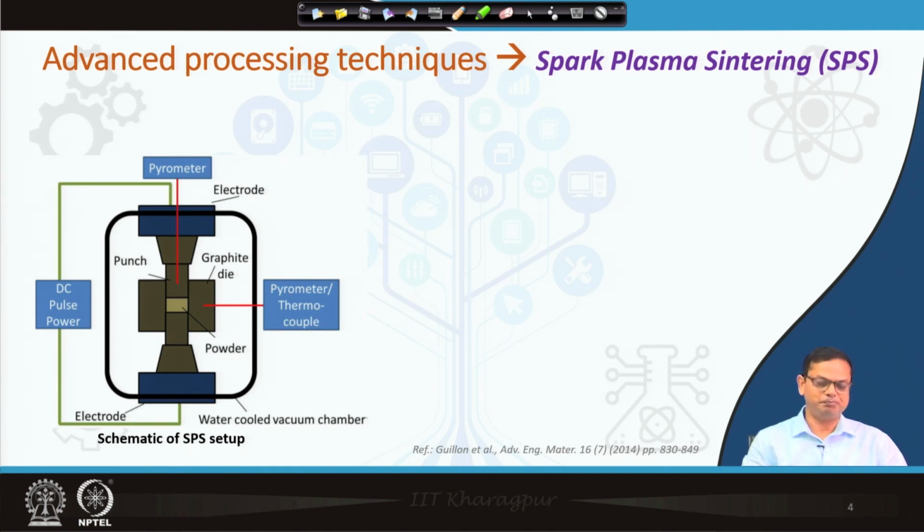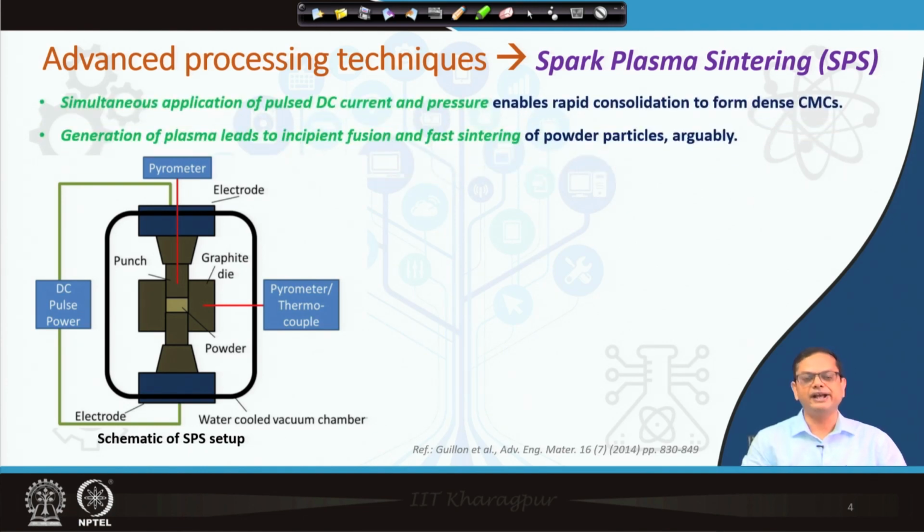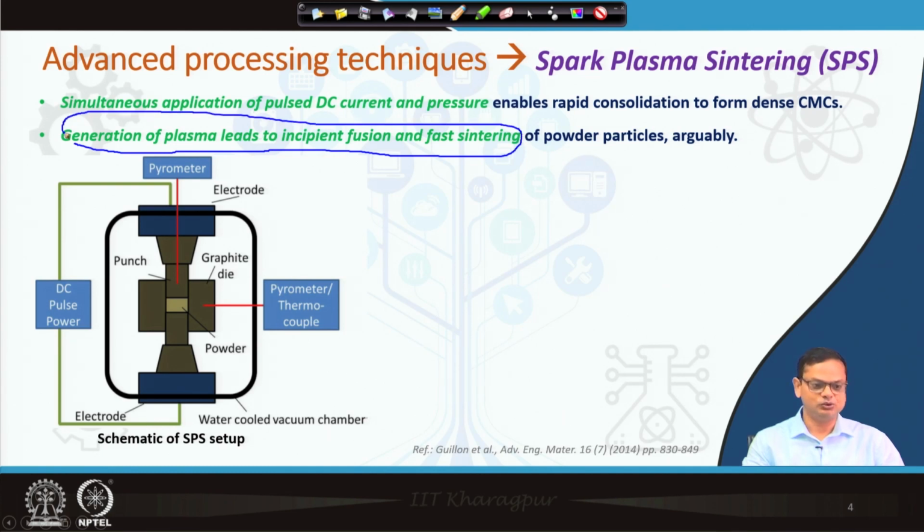So, the plan here is to understand why this kind of densification we achieve in SPS. As you can see here, it says simultaneous application of pulsed DC current and pressure enables rapid consolidation to form dense CMCs. So, let us see how it happens. It says that generation of plasma leads to incipient fusion and fast sintering. This is what we need to understand in today's class.